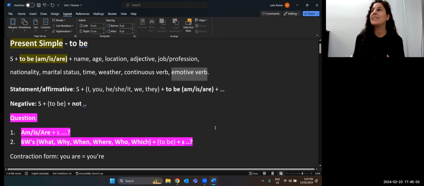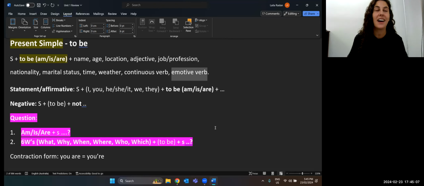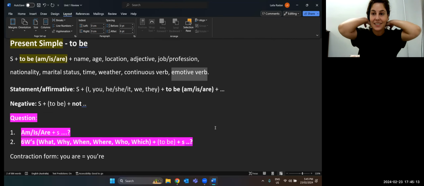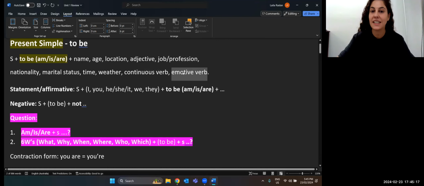Or is it an emotive verb? An emotive verb is a feeling action. It's like saying, I'm excited. I'm so exhausted. I'm tired. I'm devastated, something really bad happened. I'm happy. So that's an emotive verb.